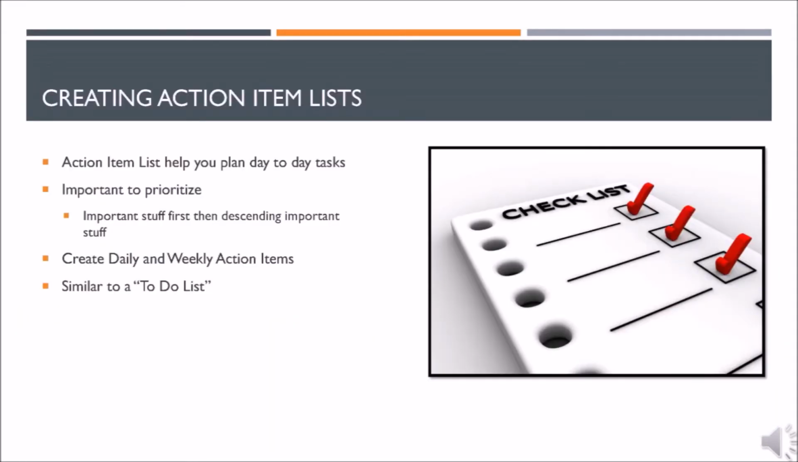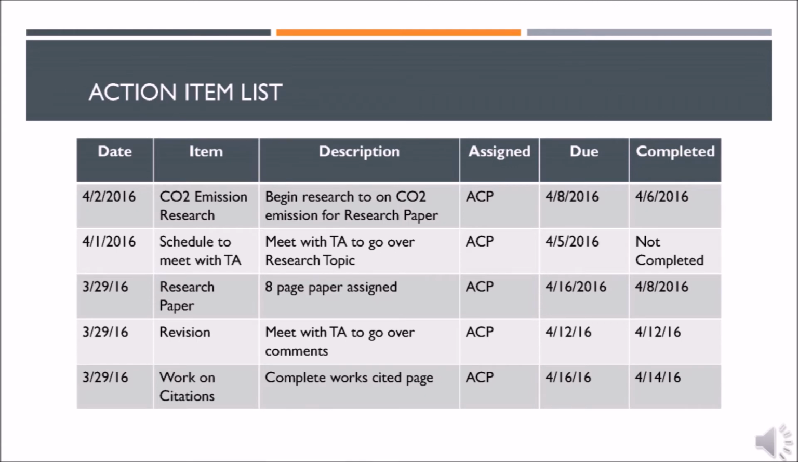Action items are another great tool that can help with planning. It is basically a to-do list, but it helps you prioritize which items to do first. It is a great tool to use, especially when working with groups. Here is a sample action item list that I created.